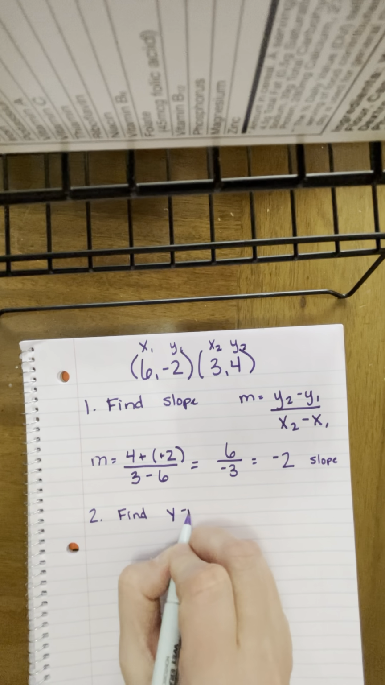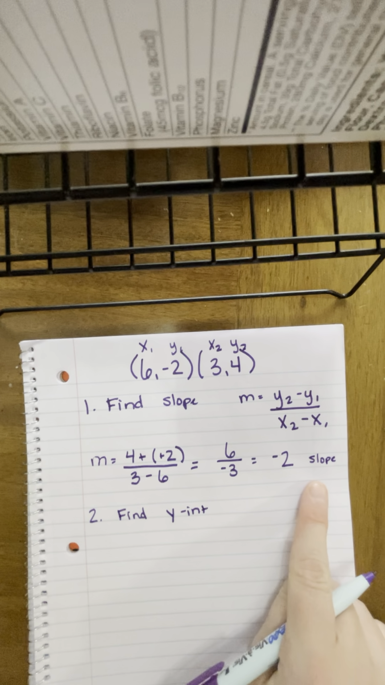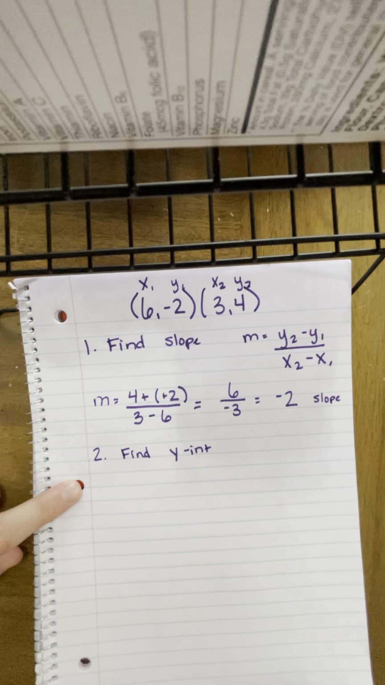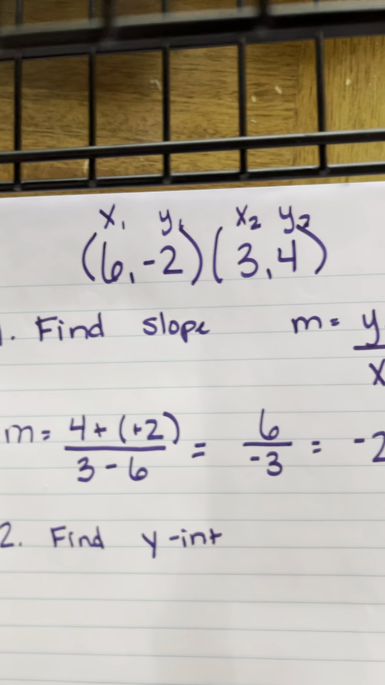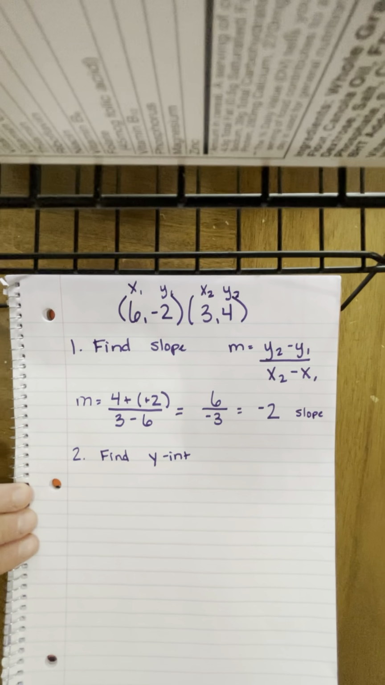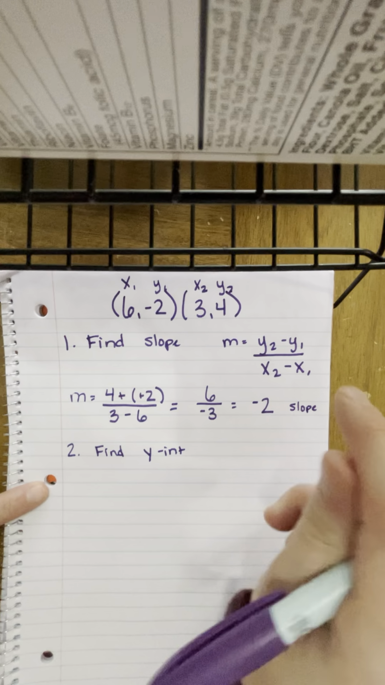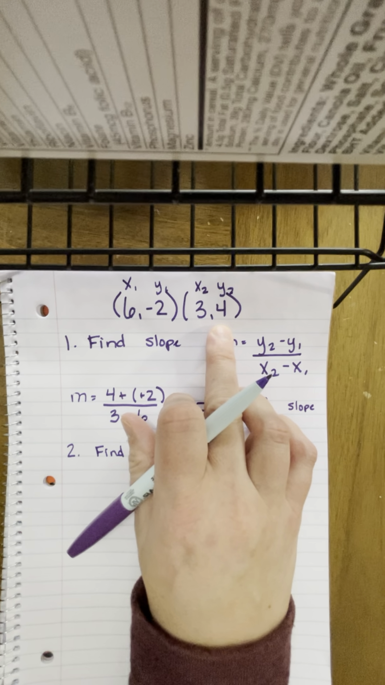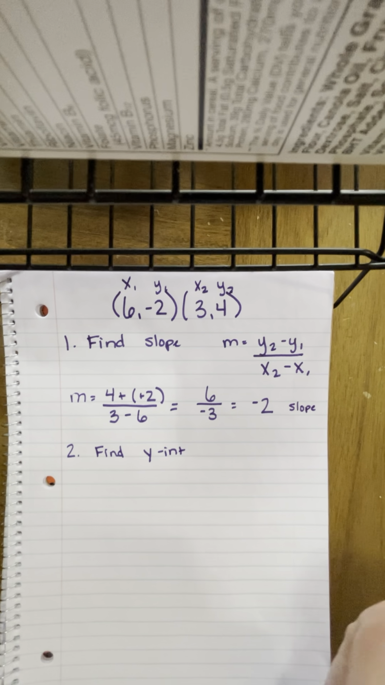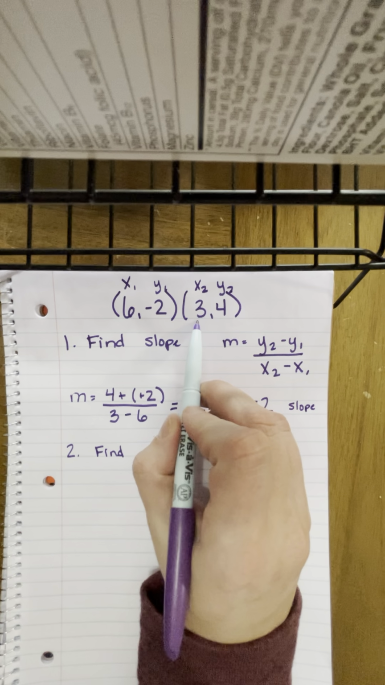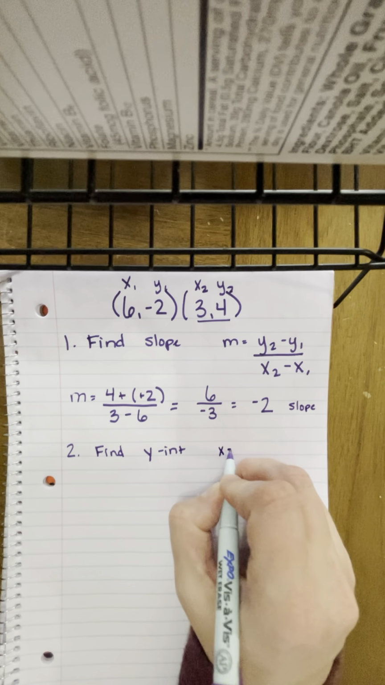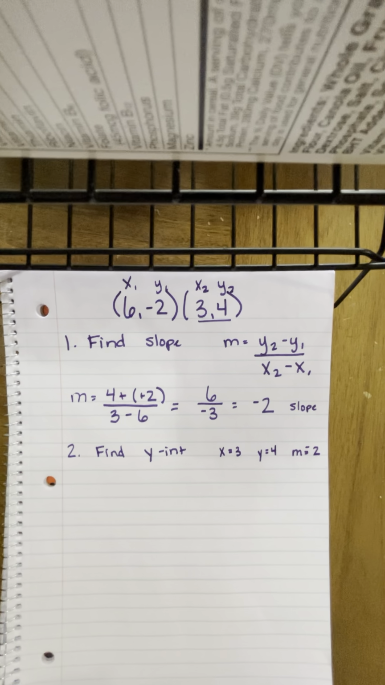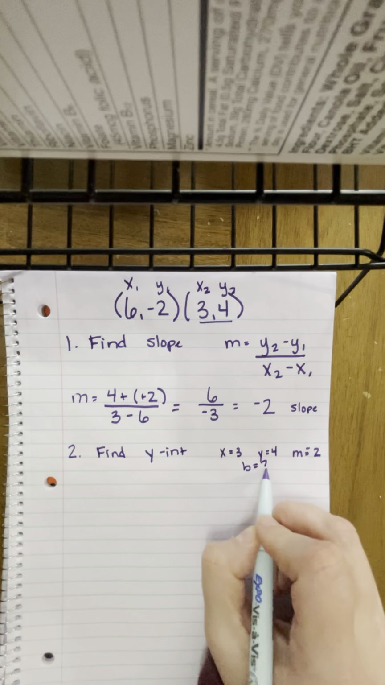Find y-intercept. Remember, I take my slope and one of these 2 points and plug it in. Okay, so plugging in, I'm going to pick one of these 2 points. Again, I look for which one has no negatives. It doesn't matter, but I just like to make it easier on myself. So I'm going to pick this point. So I have X is 3, Y is 4, M is my slope, which is -2. B is what we're looking for.